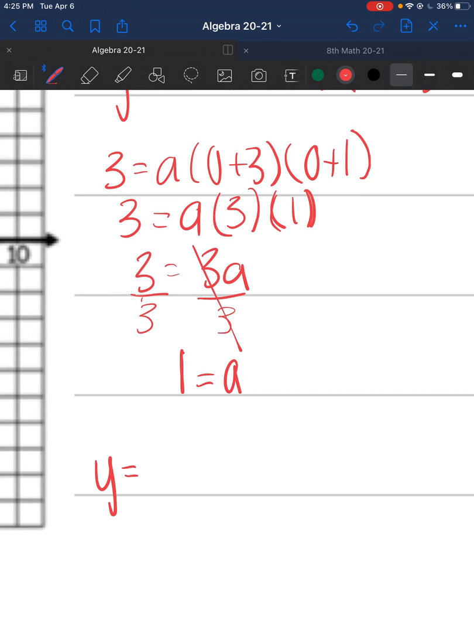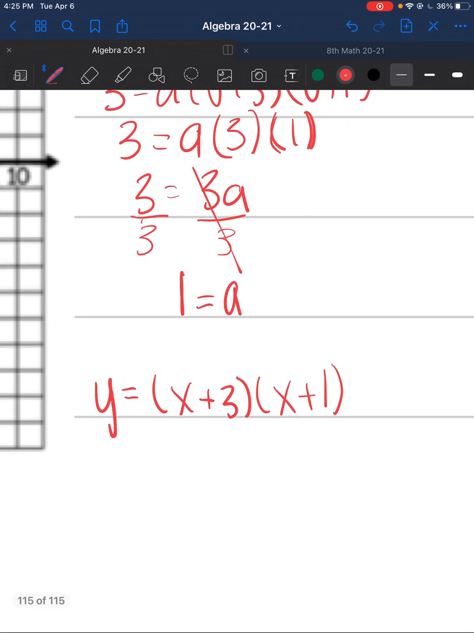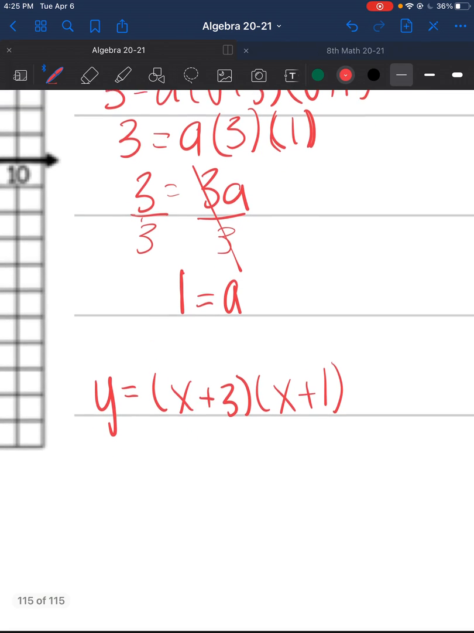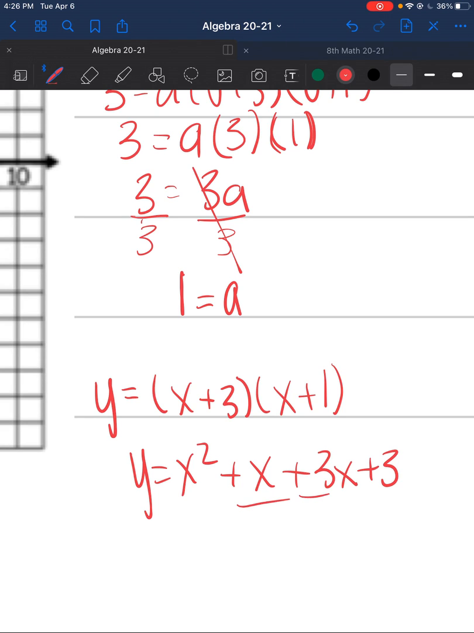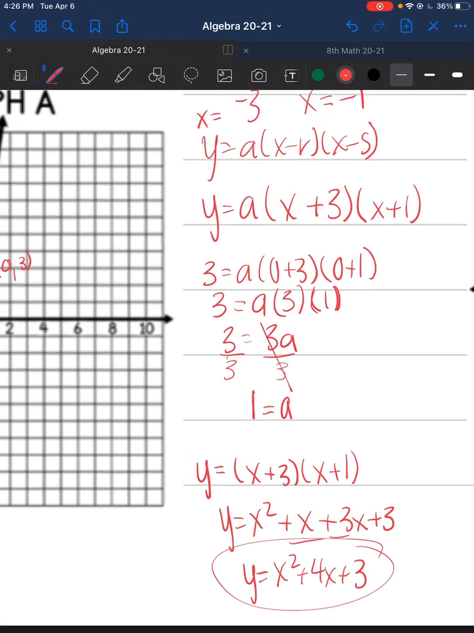So when we write this equation, y equals, I'm not going to put the a, x plus 3, x plus 1. Now I'm going to solve it, and just like how we did in the first group, I'm going to multiply these polynomials. So y equals first term, x squared, outside term plus x, plus 3x, plus 3. Simplify those middle terms. y equals x squared plus 4x plus 3. So that is the equation for that graph, and we didn't have anything too crazy.